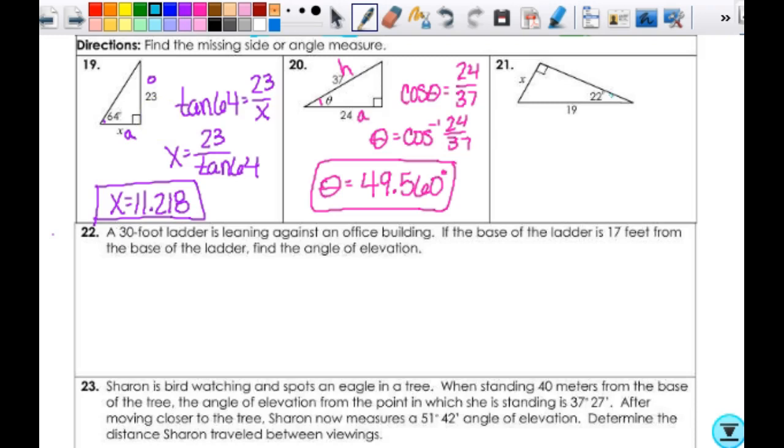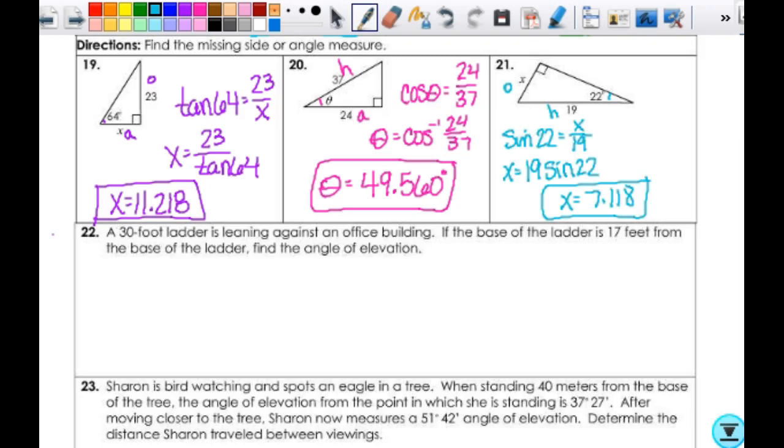So then here's my angle. This is my opposite. This is hypotenuse, so that is sine. Sine of 22 is opposite over hypotenuse. So that means I multiply both sides by the denominator. So x is equal to 19 times the sine of 22. So x is equal to 7.118. Right triangle trig.